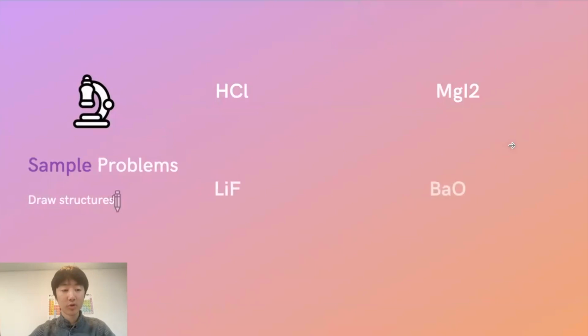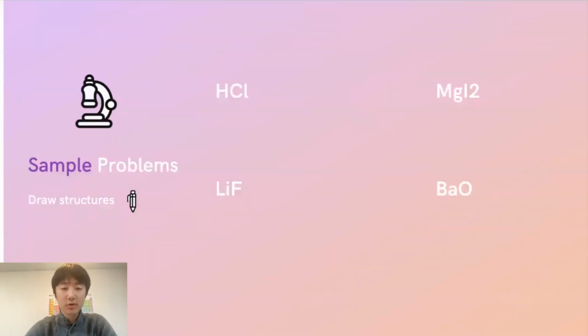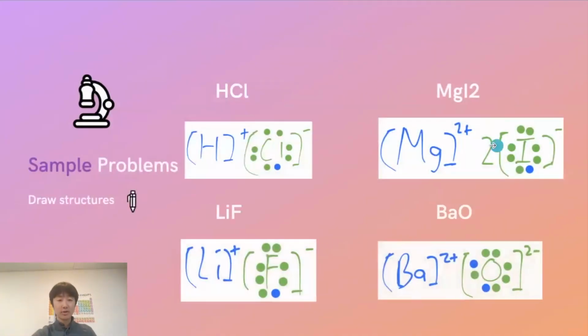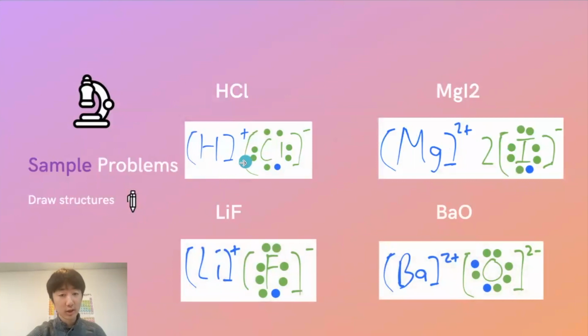Right now, I have some more sample problems. Please pause this video because I'll go ahead and reveal the answers. For HCl, you can see that the hydrogen donates 1 electron to the chlorine.